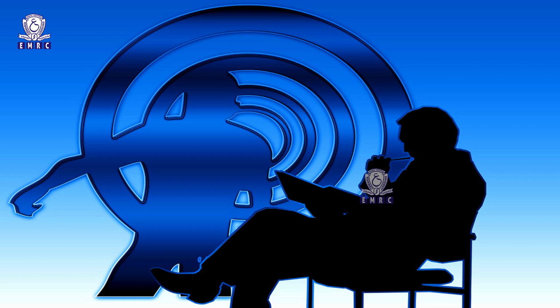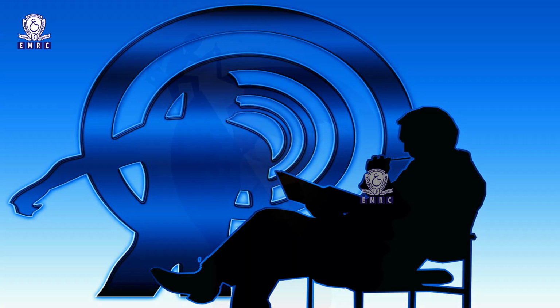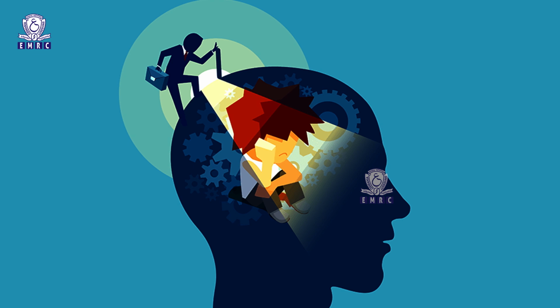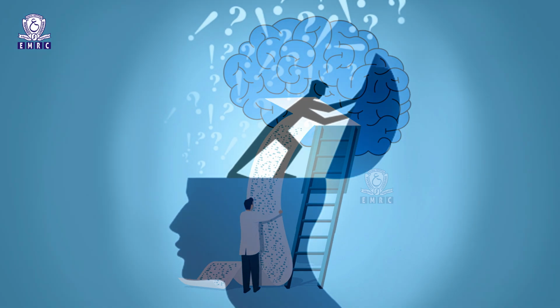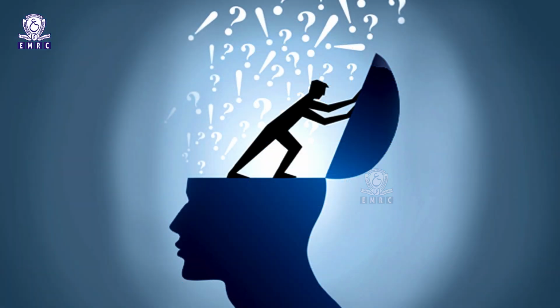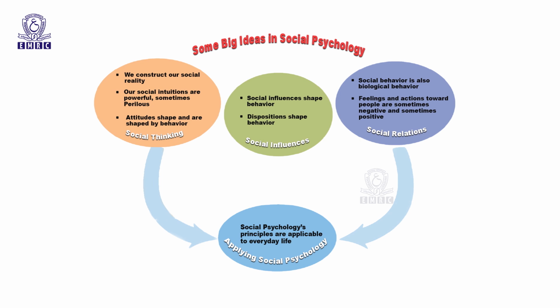The results of many research studies, the conclusions of thousands of investigators and the insights of hundreds of theories can be boiled down to a few central ideas. If you look at this slide, it shows that the scientific study of social psychology focuses on social thinking, social influence and social relations. All these domains will help us to apply the principles of social psychology in our day-to-day life.